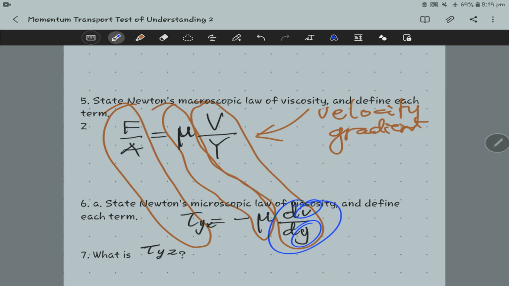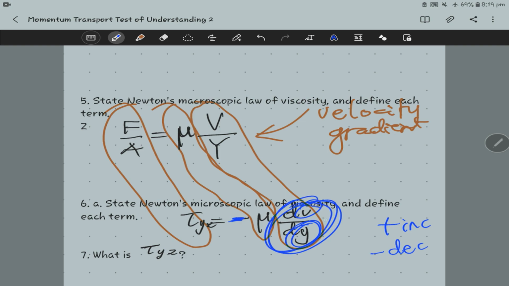So if the V is decreasing, this whole thing here, this is the velocity gradient, will be becoming more negative and more negative, right? It will be decreasing. If it's increasing, it's positive, but if it's decreasing, negative means decrease, right? And since this velocity gradient is decreasing in the direction of Y, that's why we have the negative here. So basically this negative here is because of this velocity gradient.